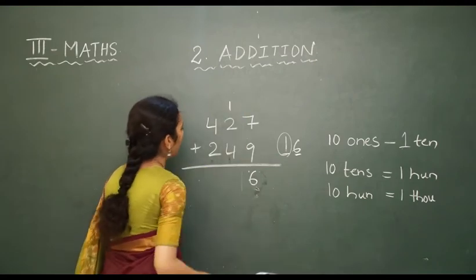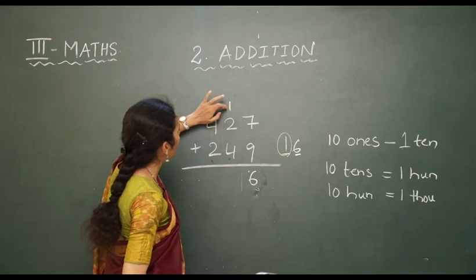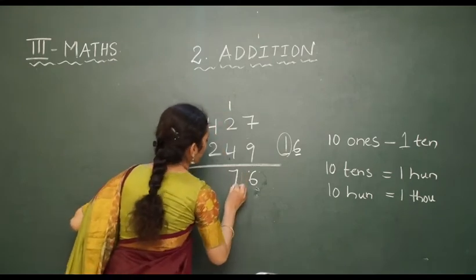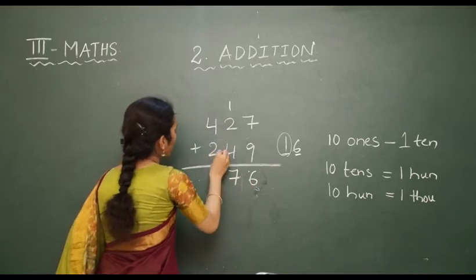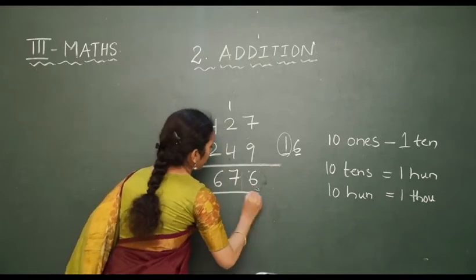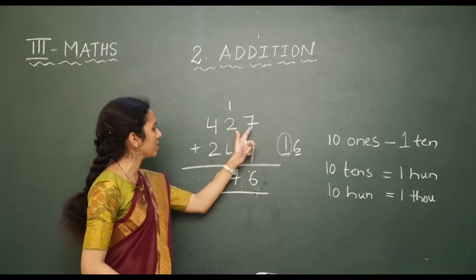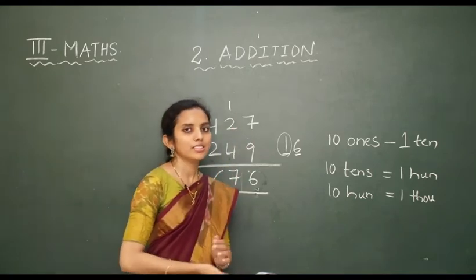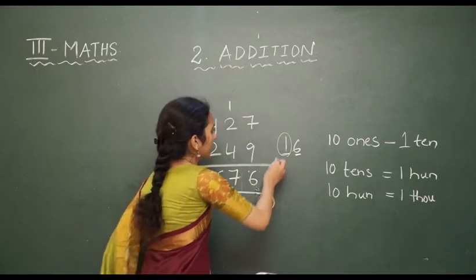So, 1 here. Okay, 1 plus 2 is 3, 3 plus 4 is 7. So, 7 we write here and 4 plus 2 is 6. So, the sum of 427 and 249 is 676. So, this is very important.